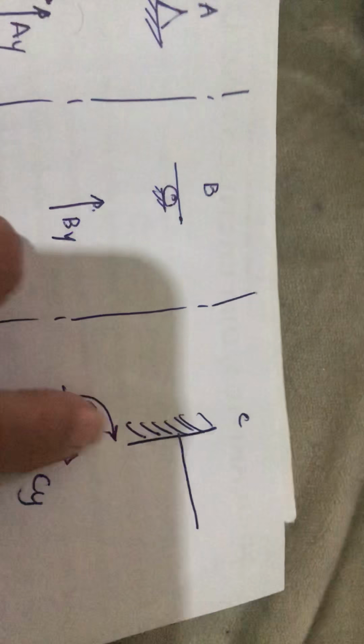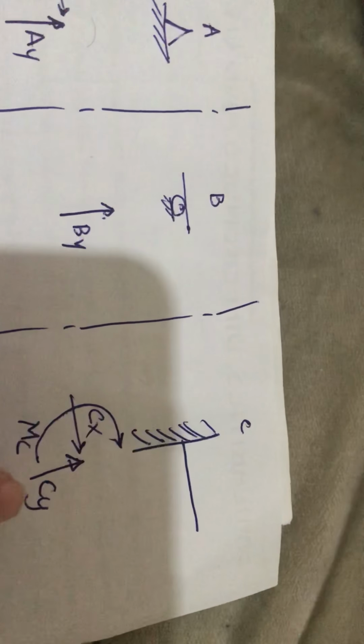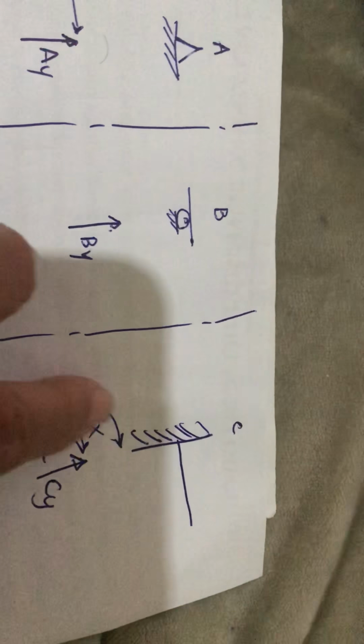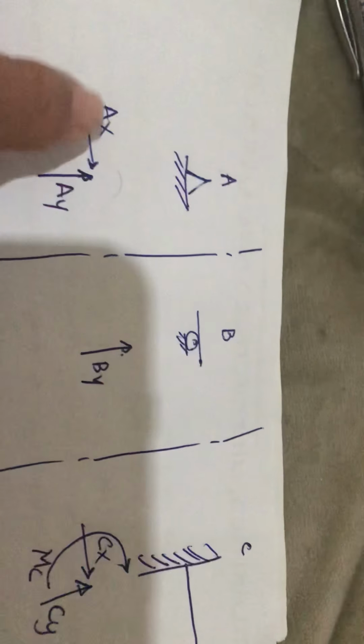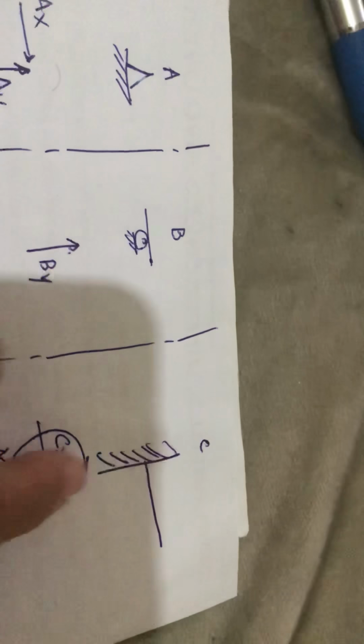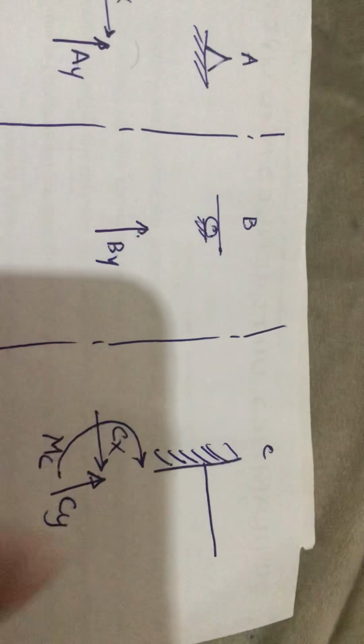joint like this, it will look like it's attached to the wall. So you'll have Cy, this is C, Cx, and then a moment. So a hinge will have two reactions, a roller will have one reaction in the Y, and a fixed connection like this has Cx, Cy, and there's a moment C.